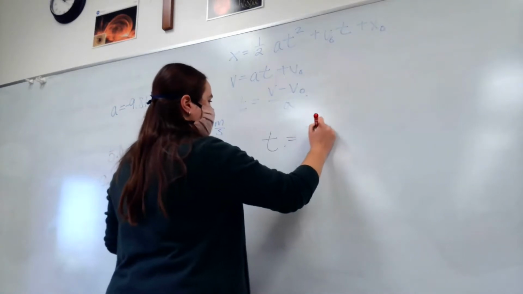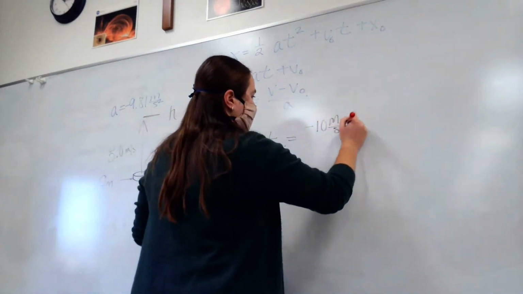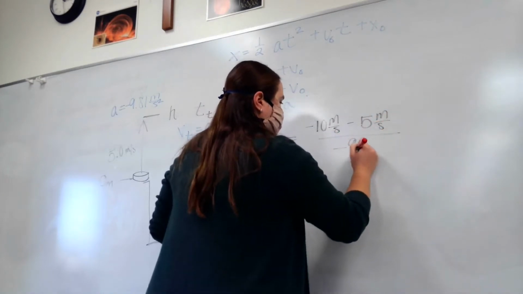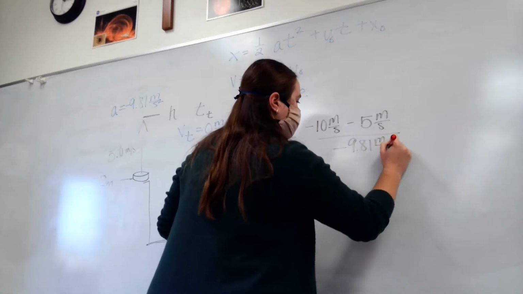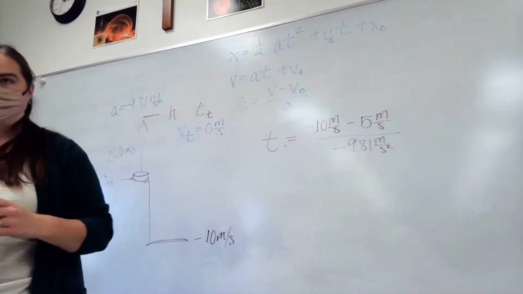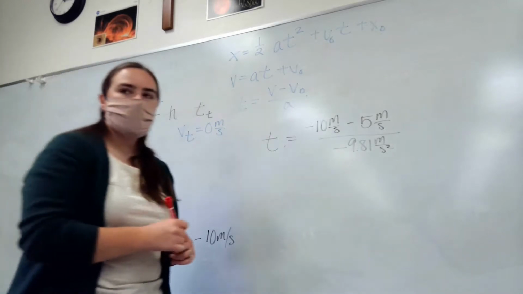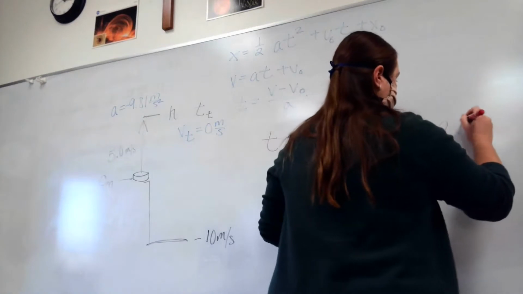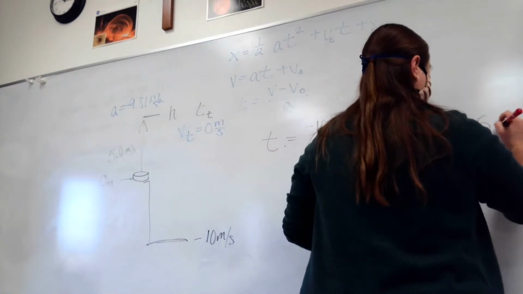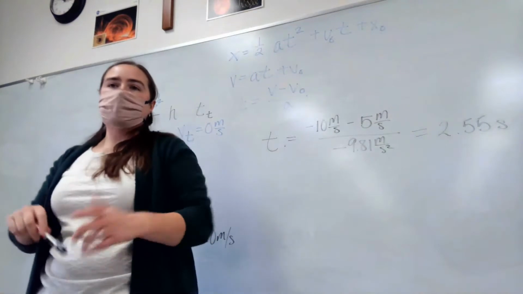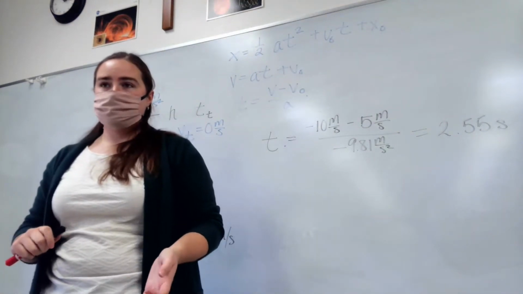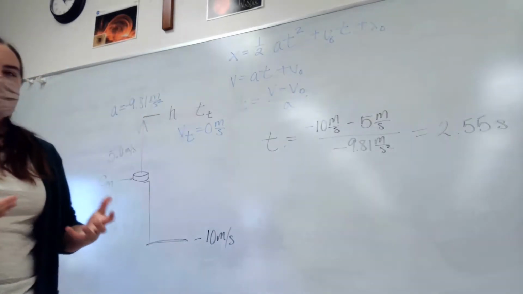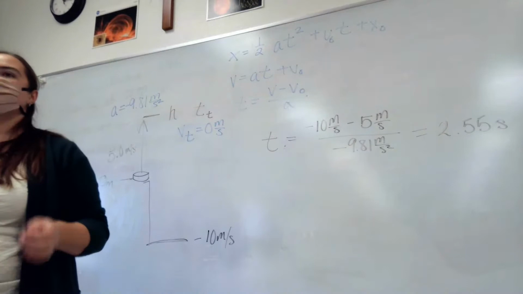Our final velocity is negative 10. Our initial velocity is positive 5, but it's subtracted. It's divided by 9.81. What do we get? 2.55. 2.55. So a problem like this is not particularly hard, right? We can get to this answer pretty quickly. Nothing too crazy going on here, okay?